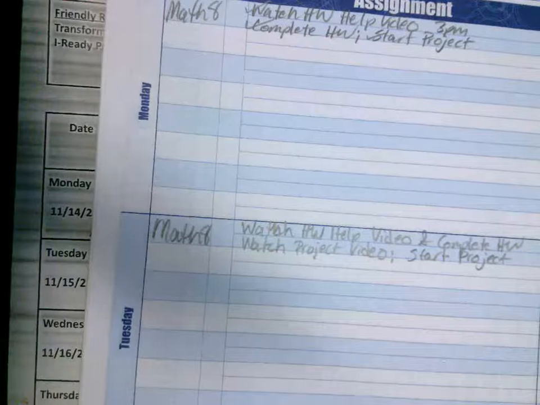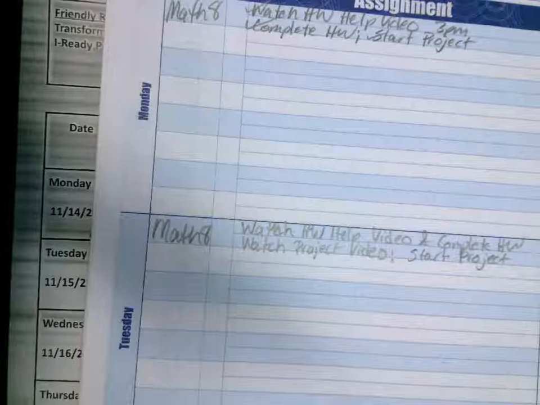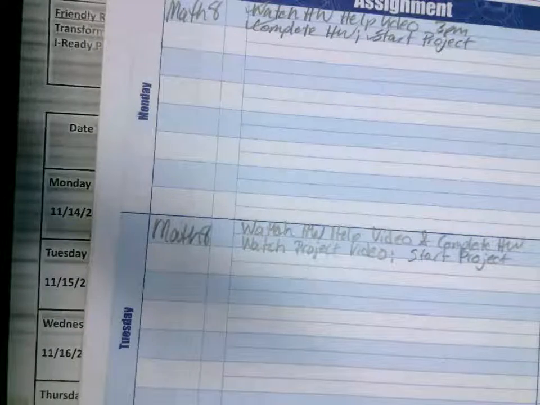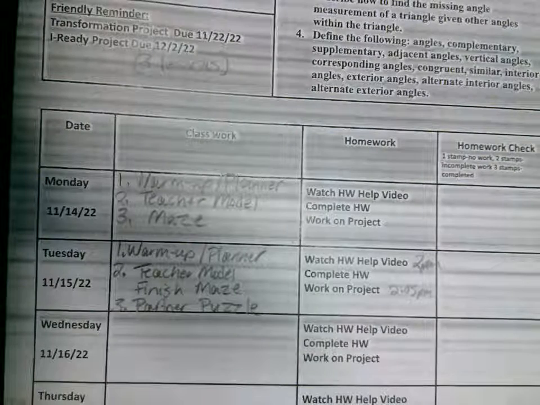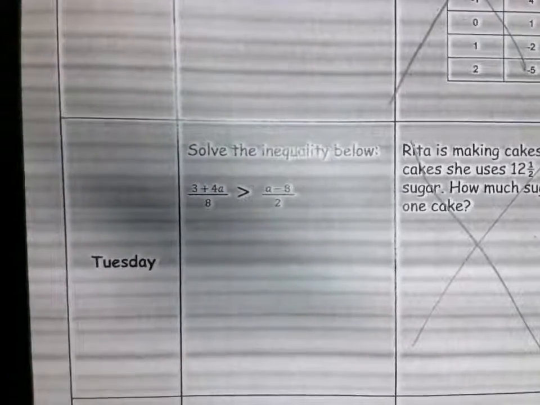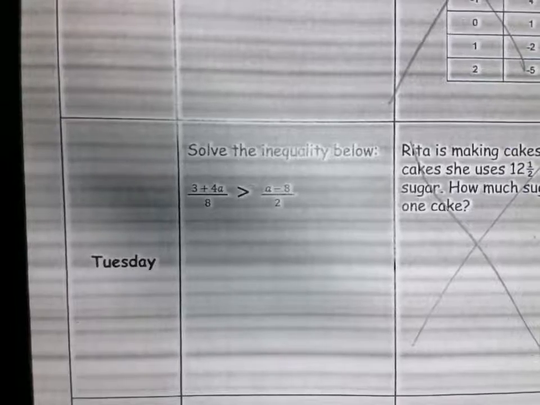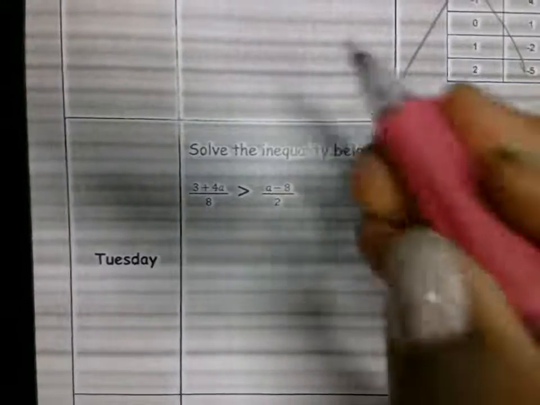I'm going to pause for the calls to give you a chance to write. Anyone still writing? Okay. All right, let's look at the warm-up. Everybody should have their calculator just in case they need it. All right, we're solving the inequality here. To solve this inequality, this is written as a proportion.